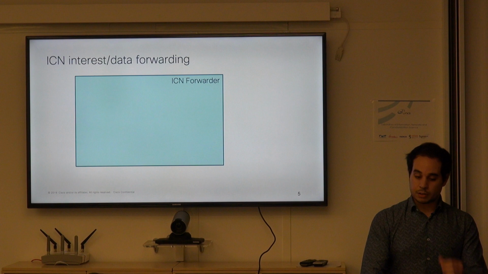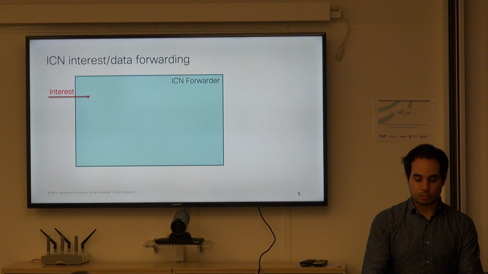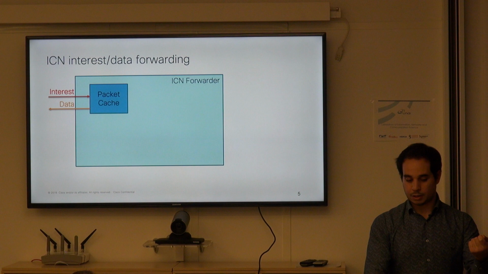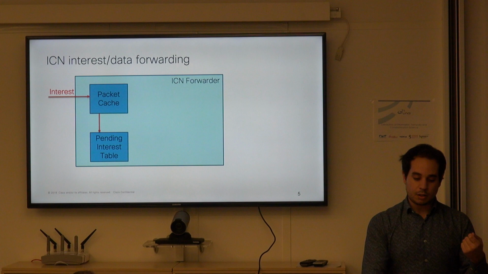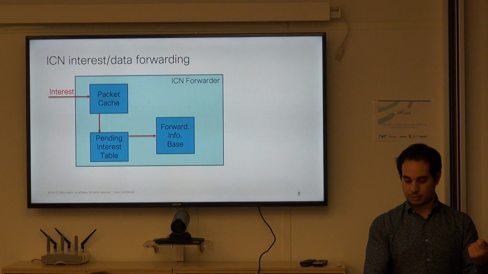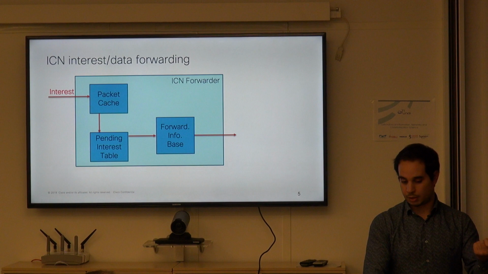More details on how it works. This is a normal ICN forwarder. When an ICN forwarder receives an interest, it looks in the packet cache to see if there is a data packet which can satisfy the interest immediately. If there is, it replies with the data. Otherwise, it stores some information in the pending interest table: in particular, the interface the interest came from and the name contained in the interest. Then it does a FIB lookup, and if it finds an interface where to forward this interest, which addresses a piece of data as I told you before, it forwards the interest to the output interface.